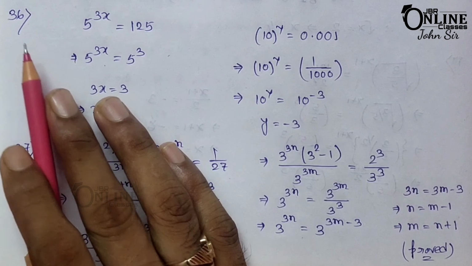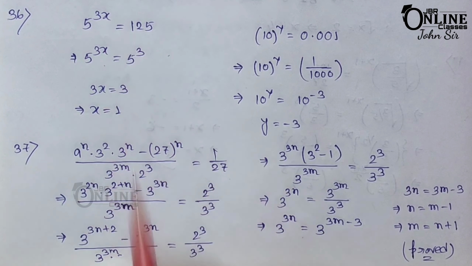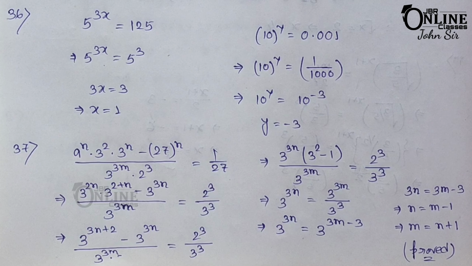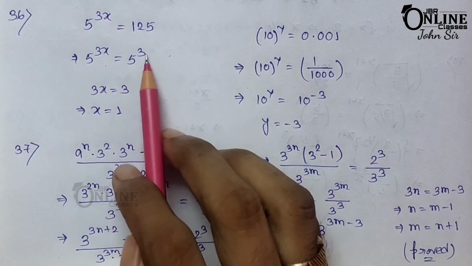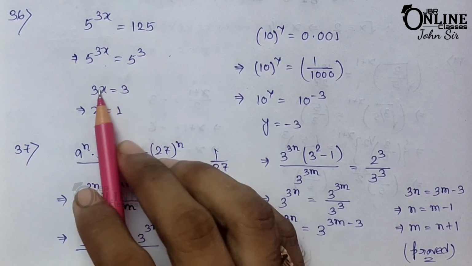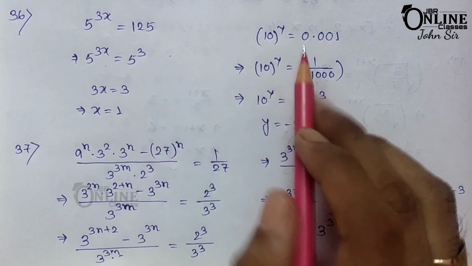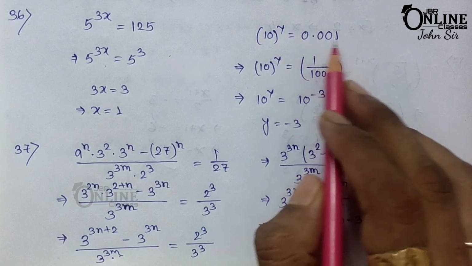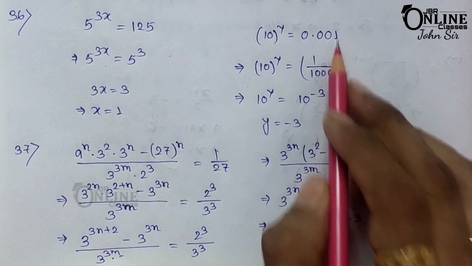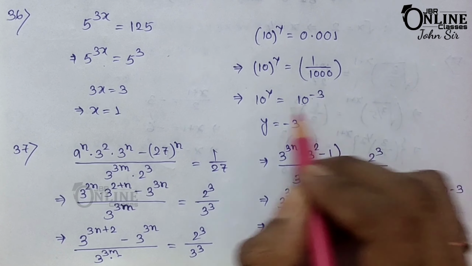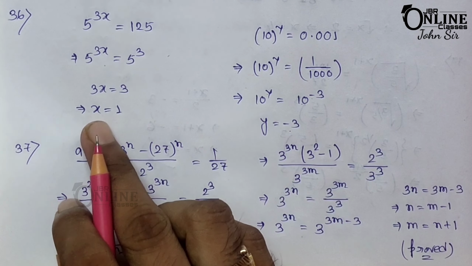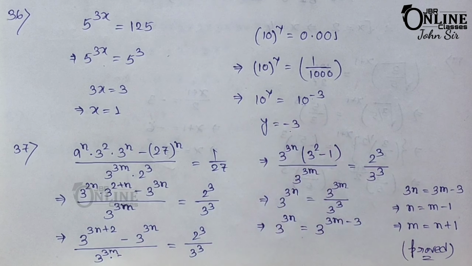Okay, now the next one, sum number 36. 5 to the power 3x equals 125, and 10 to the power y equals 0.001. Then find the value of x and y. So here 125 means 5 to the power 3. Okay, then 3x equals 3, x equals 1. Here 10 to the power y equals 0.001, which means 1 by 1000. 1 by 1000 means 10 to the power minus 3. So here y equals minus 3. So that is the value of x, that is the value of y.